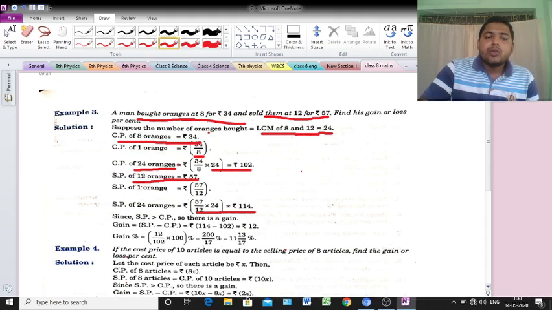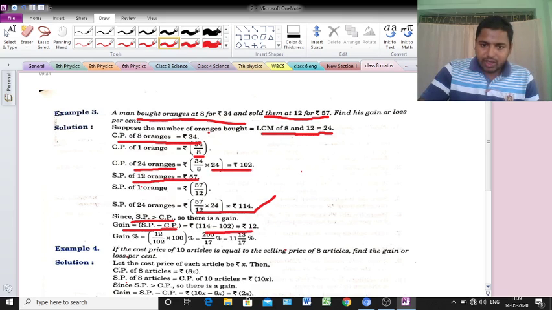So we are getting CP of 24 oranges equal to 102 and SP of 24 oranges equal to 114. Which one is greater? SP is greater. Since SP is greater than CP, that means profit. The profit formula: profit equals SP minus CP. Put the values: SP 114 minus CP 102. After subtraction we are getting rupees 12. That is the profit or gain.